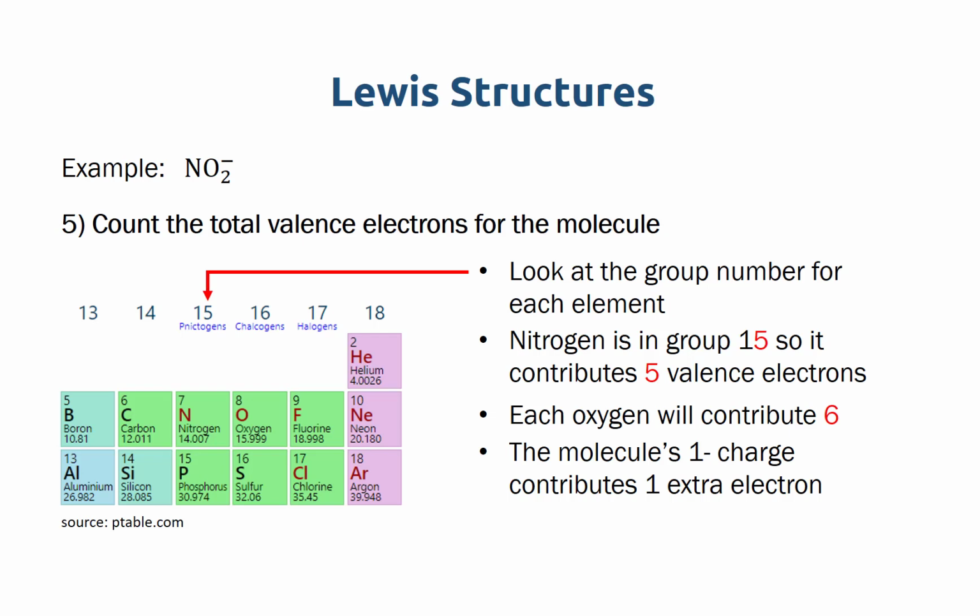So in total, 5 electrons come from nitrogen. Each oxygen contributes 6 electrons, and there are 2 of them. And then the negative charge on the NO2- contributes 1 extra electron. So this adds up to 18 electrons total that we need to use in our structure.